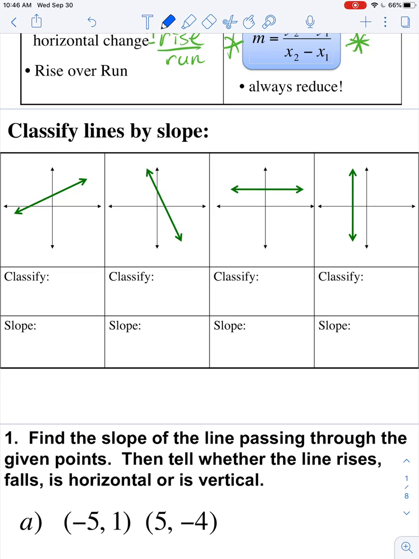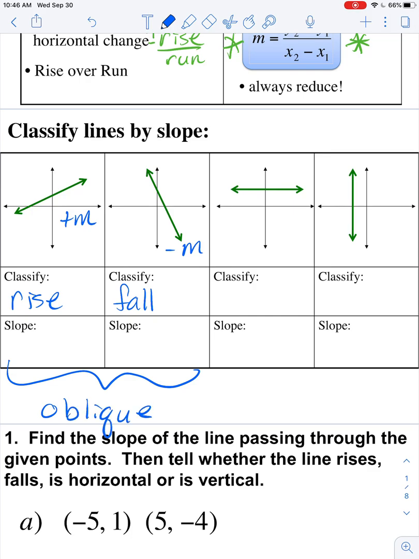So when you see the term classify, it's going to be asking you, what does this line do? Does this line rise, meaning it has a positive slope? Does this line fall, meaning it has a negative slope? So from left to right, it slopes downward. I want you to keep in mind that these two types of lines are called oblique, and 90% of what we do will be those. These are our exceptions over here, horizontal and vertical. And those are the ones that usually trip people up because they try to apply oblique rules to those exceptions.